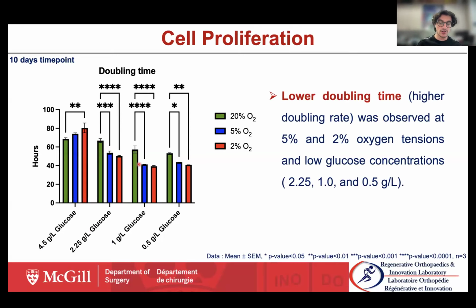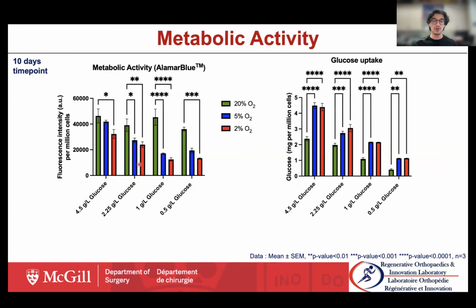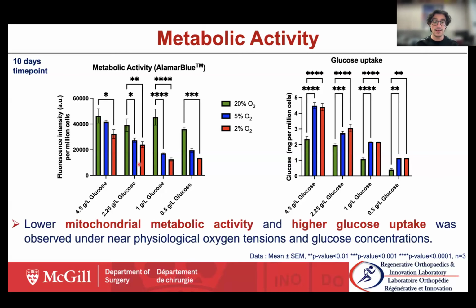Now, one of the main things that Dr. Gary talked about is metabolic activity, and that is something we also assayed. One of the first assays that we did is Alamar Blue. This assay is based on a reagent that is reduced by mitochondrial reductases. Therefore, it can give us some insight into the mitochondrial metabolic activity. And as you can see, we saw a decrease of this fluorescence signal of mitochondrial metabolic activity under lower oxygen tensions and lower glucose concentrations.